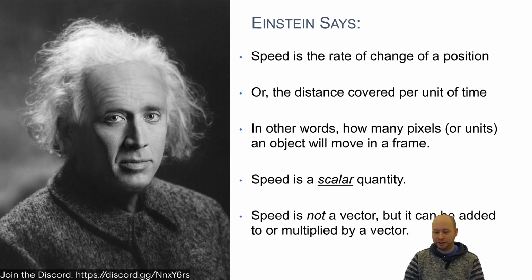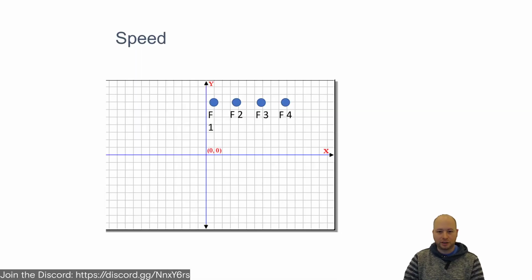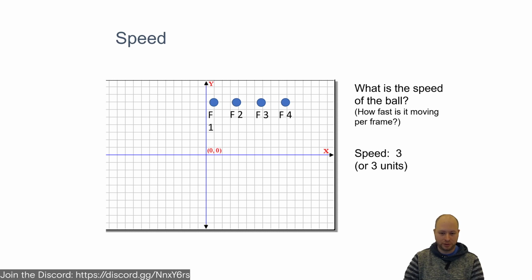So speed is actually a scalar. It's the magnitude of your velocity, because it doesn't have a direction, whereas velocity always has a direction, even if it's the same direction all the time. To measure speed, we look at the positions of a particular object over a number of times and figure out how fast it's moving per frame. In this case, we're moving about 3 units per frame.